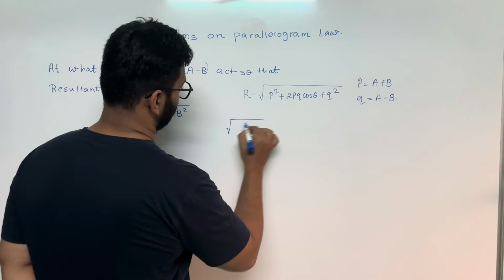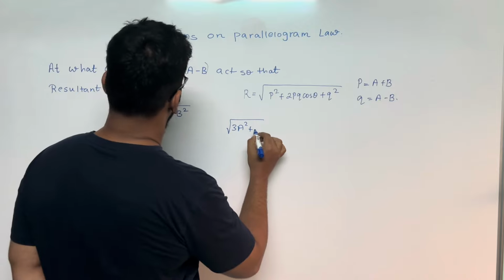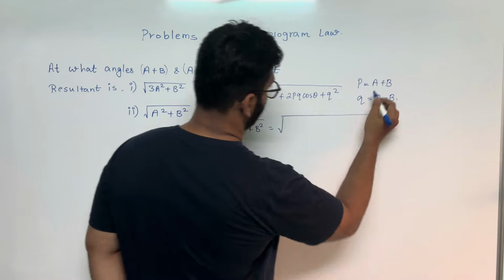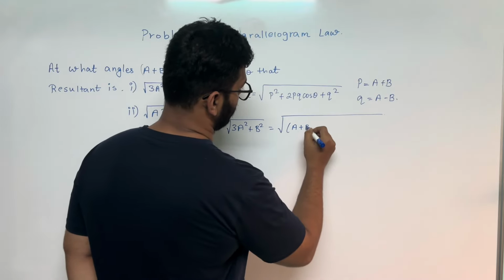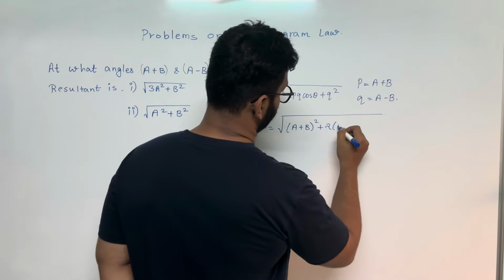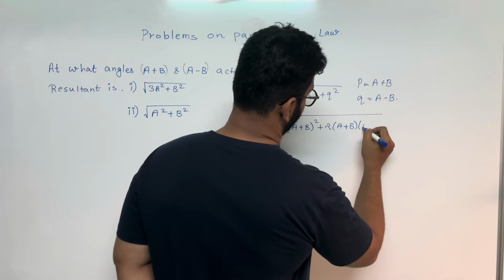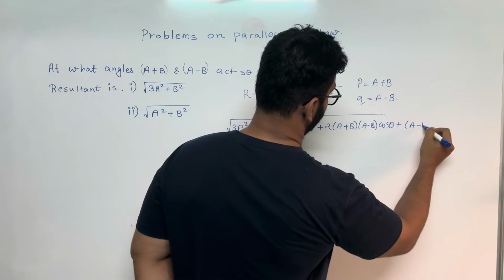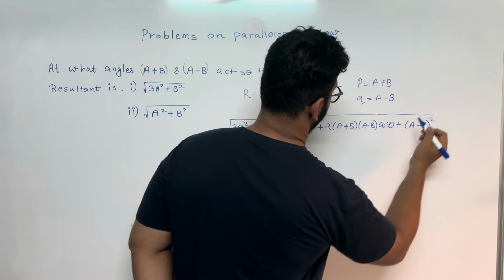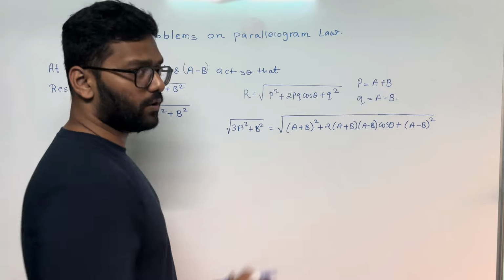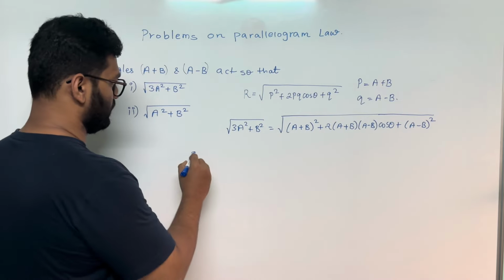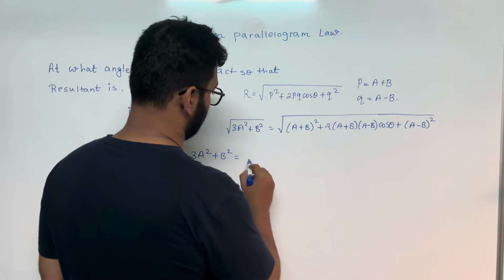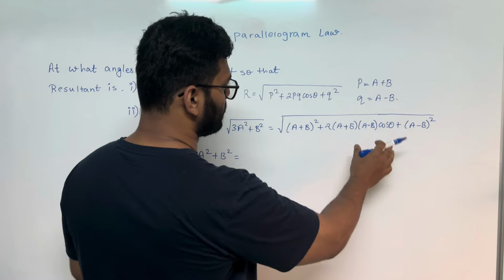So the resultant is 3a square plus b square is equal to the square root of p square, that is (a plus b) whole square, plus 2 times (a plus b) into (a minus b) cos theta plus (a minus b) whole square. This is what you get. If you square on both sides, what will you get? 3a square plus b square is equal to (a plus b) square plus 2(a plus b) and all those things.